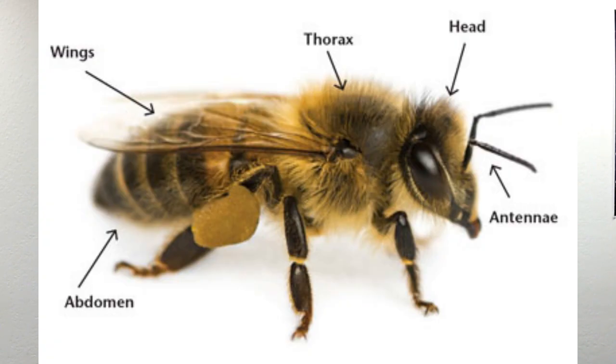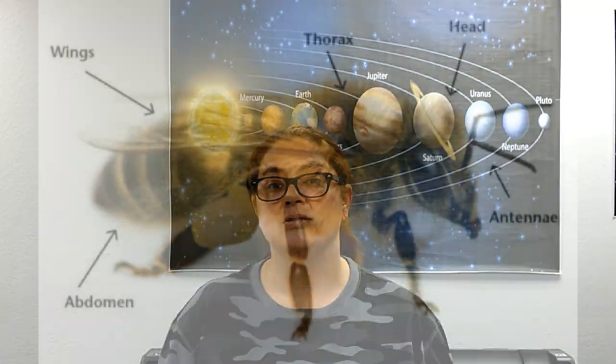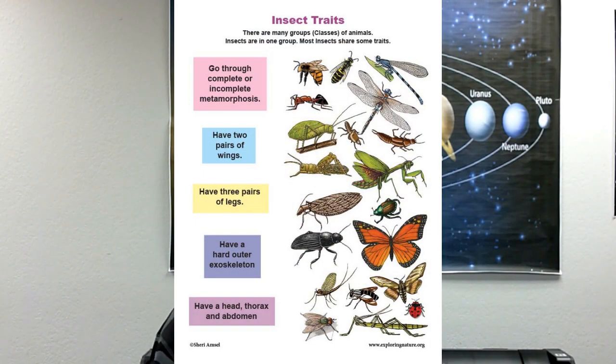Next up is insects. Insects have 3 body parts: the head, the thorax, and the abdomen. Have you noticed that single pair of antennae on their heads? Insects also have 3 pairs of legs originating from the thorax, or the middle section. Insects often have wings and can fly, but not all.